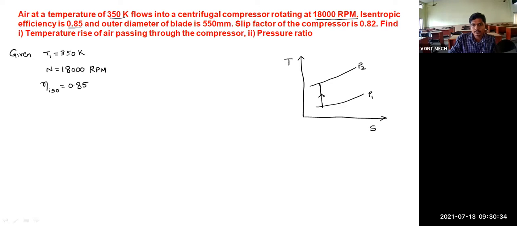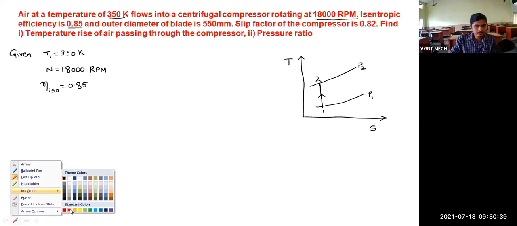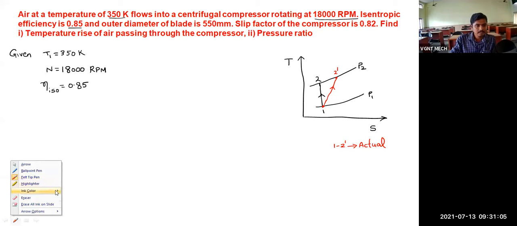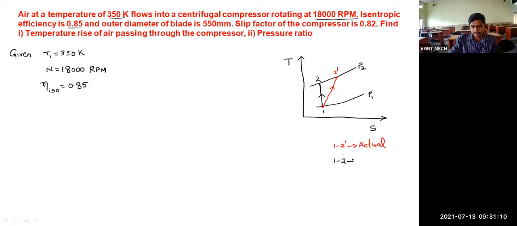One perpendicular line we will draw like this. This is process 1 to 2, and one inclined line we will do. This is 1 to 2 dash. Okay. So here process 1 to 2 dash is what? Process 1 to 2 dash is the actual process. This is the actual process, the red color line, and the black color line, process 1 to 2, is the ideal process.